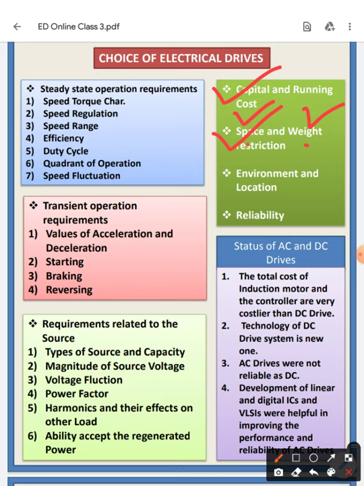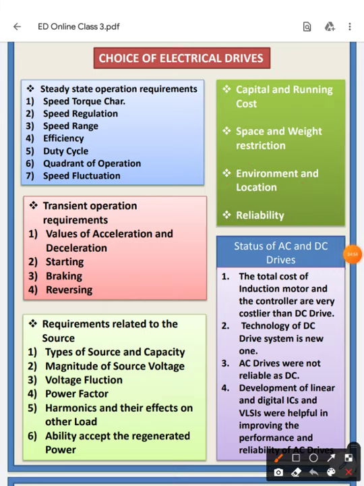Next one is the environment and location, whether it is an explosive environment or a radioactive environment. By considering all these environmental conditions, we have to select either AC or DC, or the kind of AC or DC machine that is feasible for the particular environment and location. Then the next one is reliability, which is an obvious requirement in any kind of drive system, right?